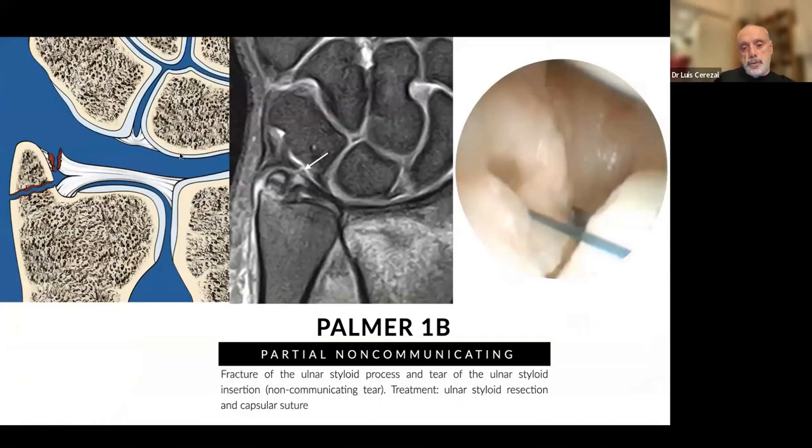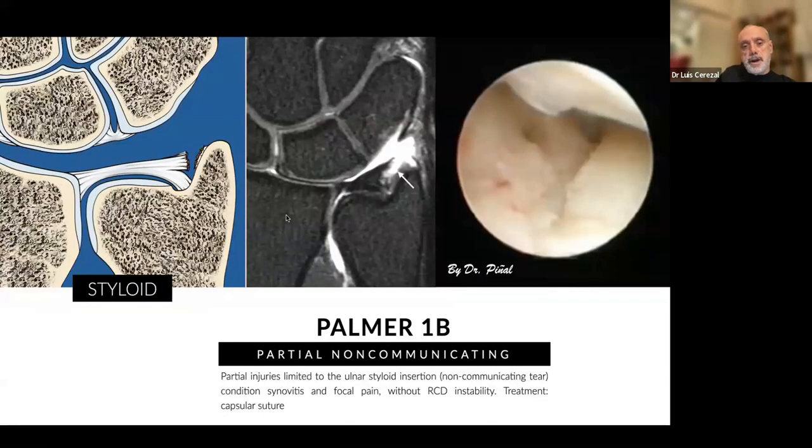And this is another partial communicating injury, in this case affecting the styloid insertion and associated with an acute fracture of the ulnar styloid. Even in case of fracture, we can evaluate very well, like in this case, that the foveal insertion is respected. It's a stable injury, and in this case was treated with a capsular attachment, and this is very easy to diagnose on MRI.